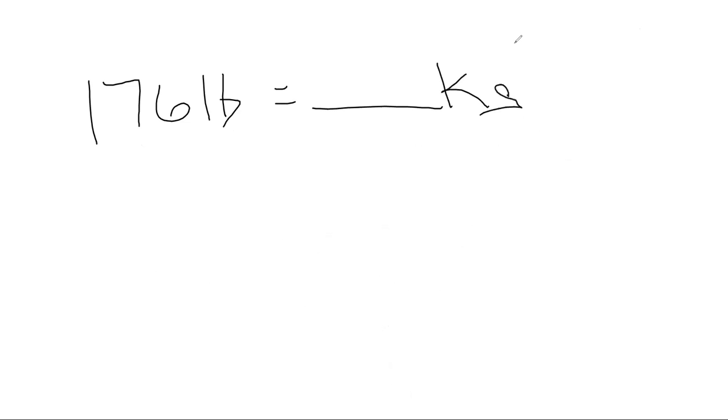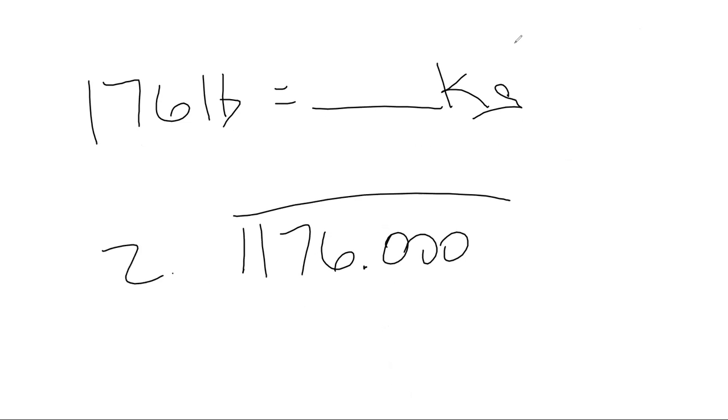I'm going to do one more for you. Let's just say that we've got a 176 pound patient. 176 pounds. We want to know how many kilos that is. Again, we're going to take our 176 pounds, put a few extra zeros on there, and we're going to divide that by 2.2. Now again, I want to move my decimal point outside the box, move my decimal point inside the box.